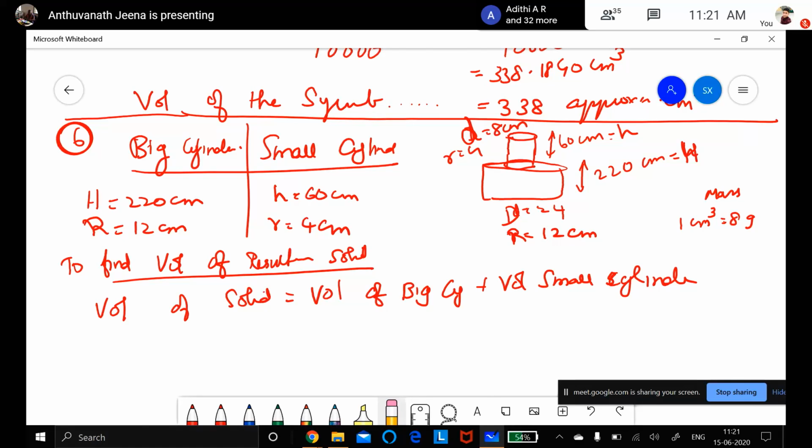Ma'am, in small cylinder, the radius should be 8, no, ma'am? Because it is given as radius 8 centimeter. Radius is 8, okay, correct. Yeah, not diameter. I thought diameter.